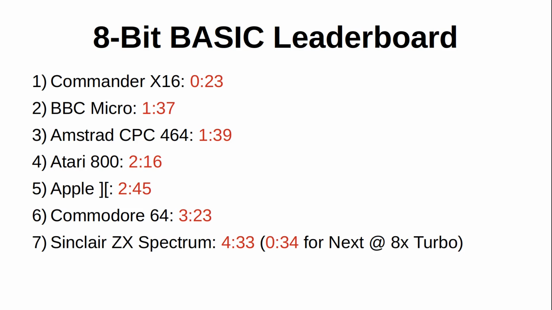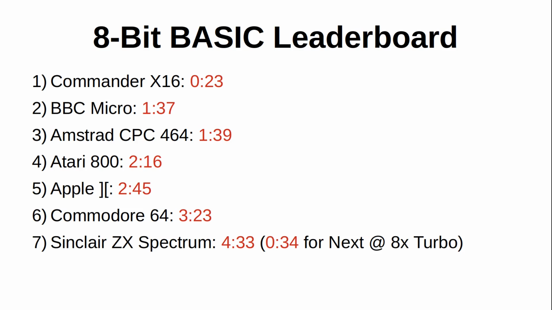So the fastest among those was the BBC Micro, which has a 2 megahertz 6502, very, very efficient and fast, and was able to do this Mandelbrot plot set for a mere 1 minute and 37 seconds. Very, very fast. What we're able to do now is see if these 16-bit computers can do it any faster.